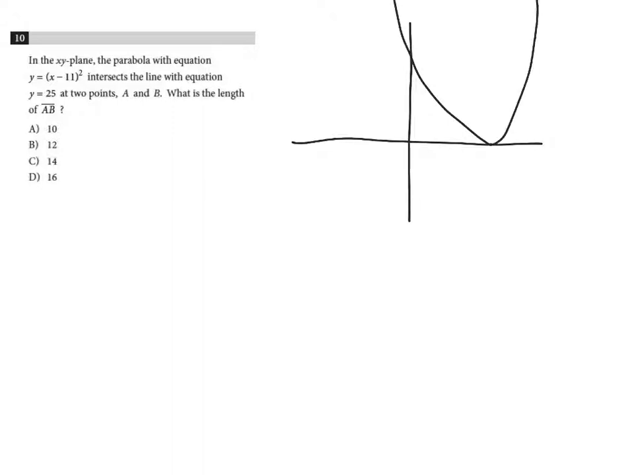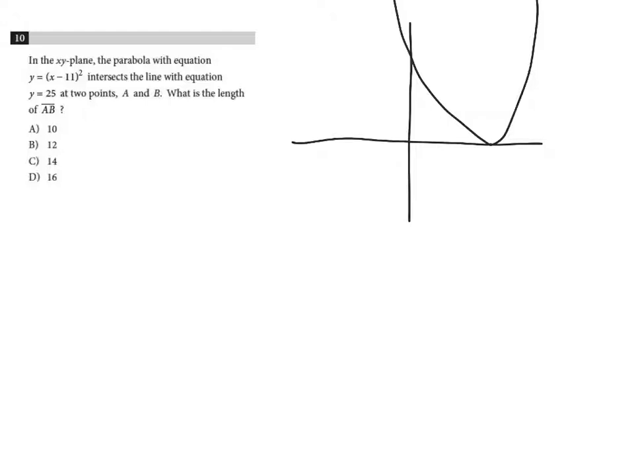All right, number 10. In the xy plane, the parabola with equation y equals (x minus 11) squared intersects the line with equation y equals 25 at 2 points, A and B. What is the length of AB? Okay, well, I'm just going to sketch this graph real quick. We know that the only thing happening in this transformation is it's shifting our parent function x squared to the right 11 units. So it's going to look something like that. Maybe a terrible drawing.